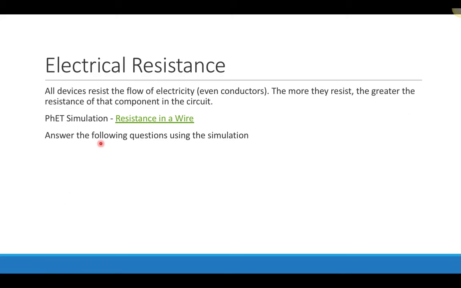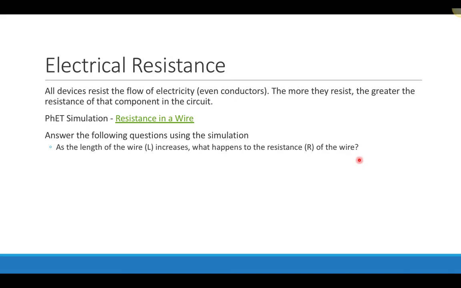All devices resist the flow of electricity to some extent, even conductors. The more that they resist, the greater the resistance of that particular component is. And so we say that even a wire that's a good conductor of electricity does resist the flow of that electricity some. And there's some properties that can affect the resistance of a wire. This is something that you're going to see on the homework. But in general, we could see what happens. So as the length of a wire increases, what happens to the resistance? I'm going to go ahead and just describe the answers, but you can actually see this in the simulation and on the homework.